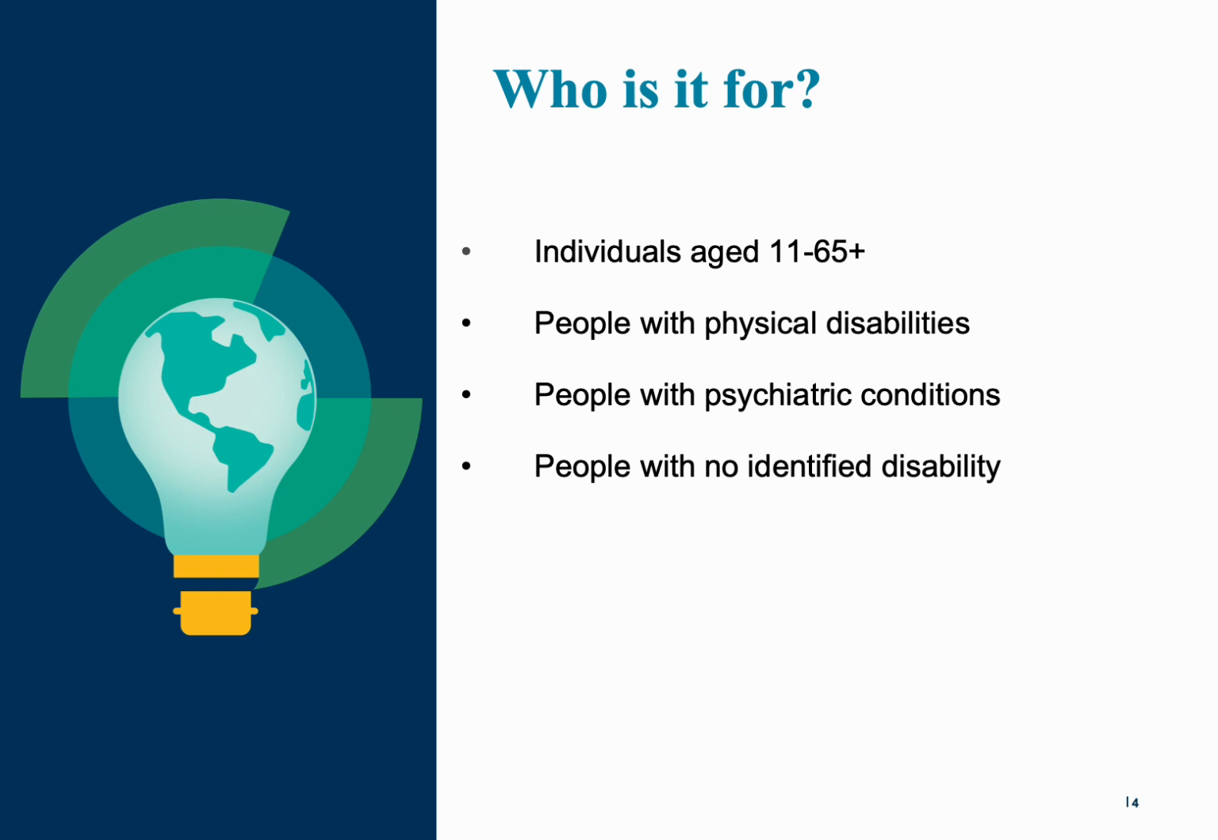So who's it for? It is for individuals aged between 11 and 65. You'll find that it has a slight overlap with the sensory profile 2 in age range, which ends at 14. So it really is up to the clinician to decide which is the better or more appropriate method in terms of being a self-report, or whether a teacher or a parent or caregiver is the more appropriate respondent for the assessment. It's for people with physical disabilities, with psychiatric conditions, or with no identified disability at all.